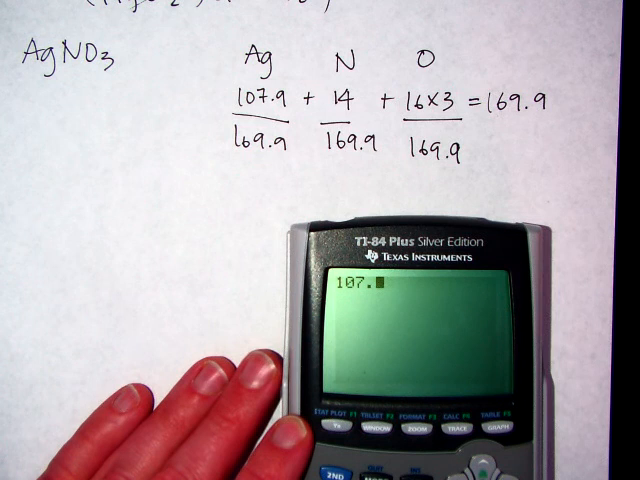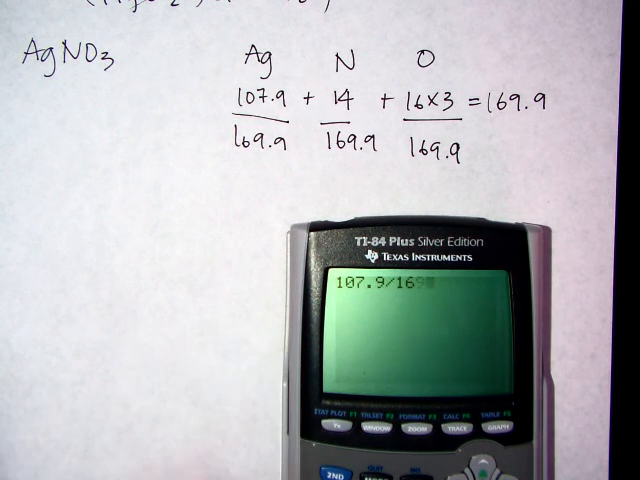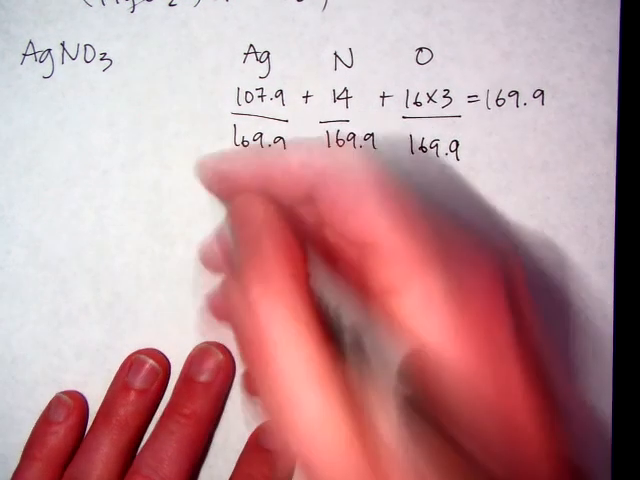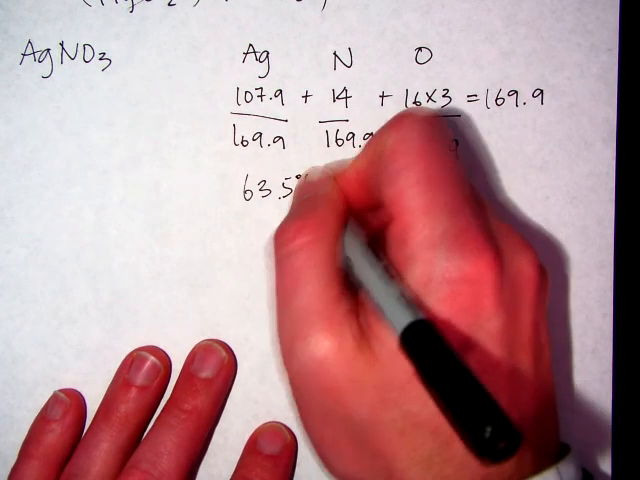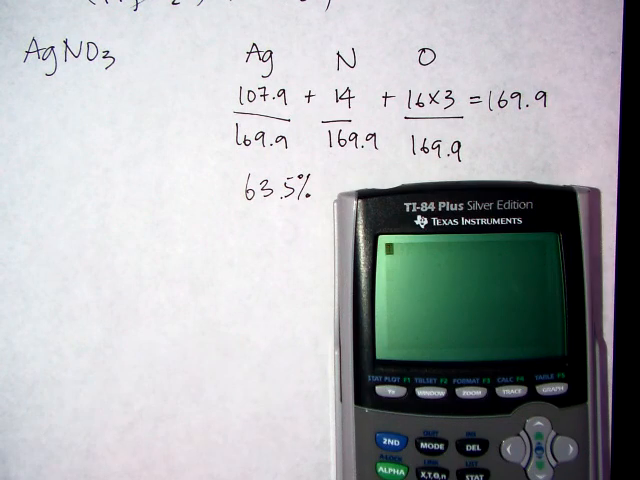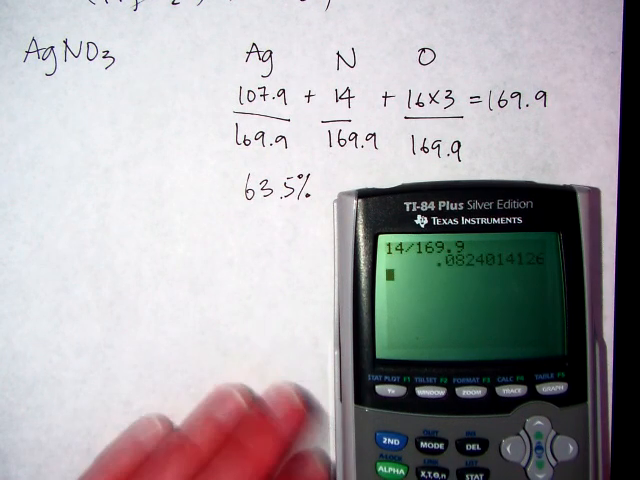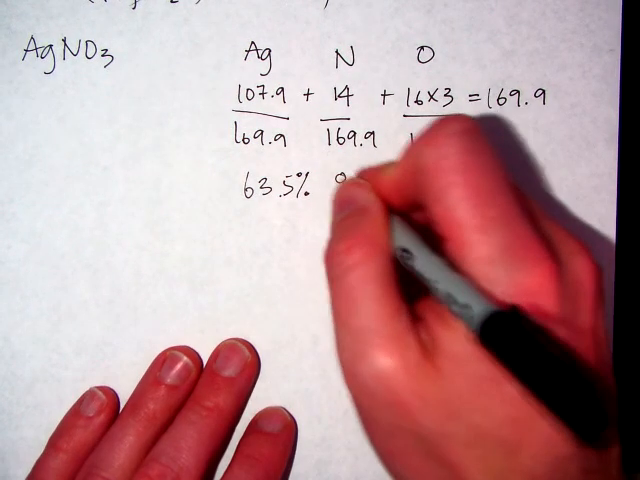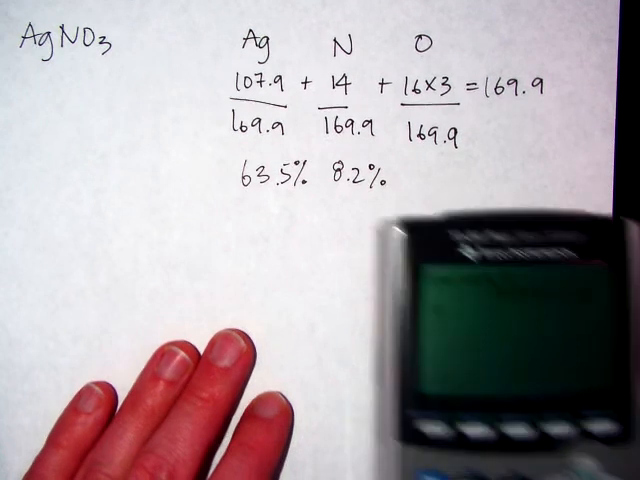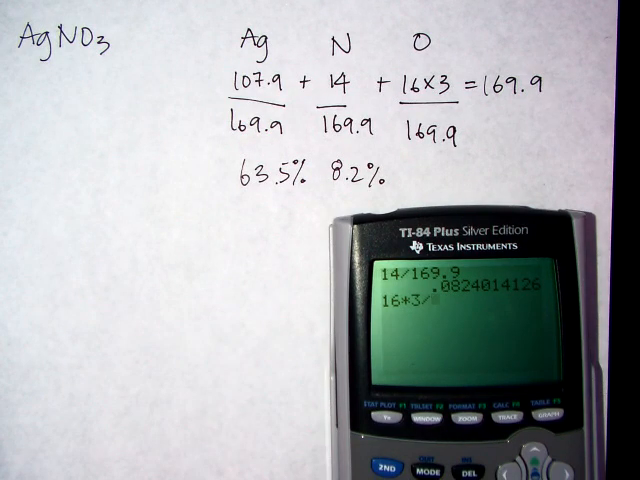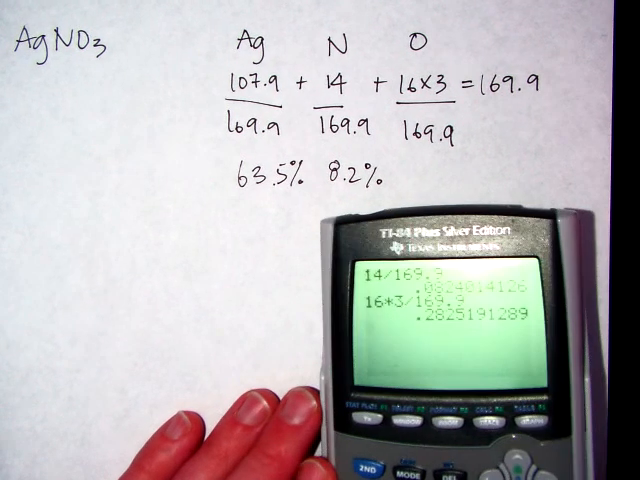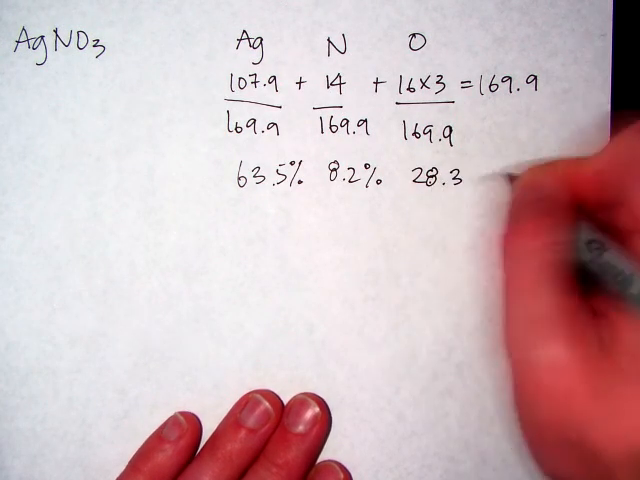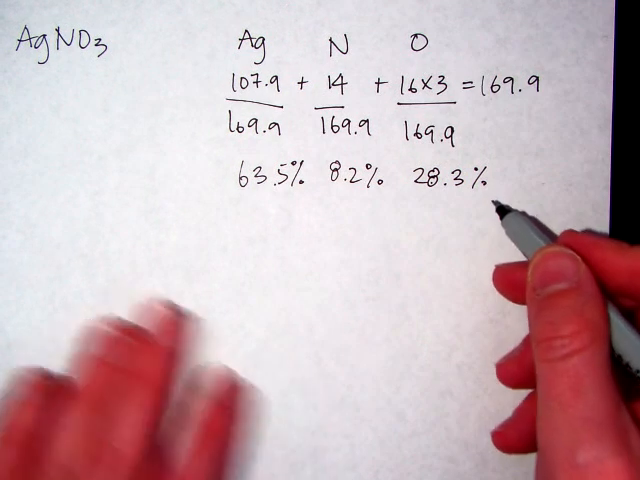So 107.9 divided by 169.9 is about, you have to multiply by 100, remember, so it's about 63.5%. That would go right here. Then you take 14 divided by 169.9, and that's about 8.3%, 8.2%. And then you take 16 times 3 and divide by 169.9, like any other percent problem ever. It's about 28.3. Oopsies, 28.3%. These 3 should obviously add up to 100%.